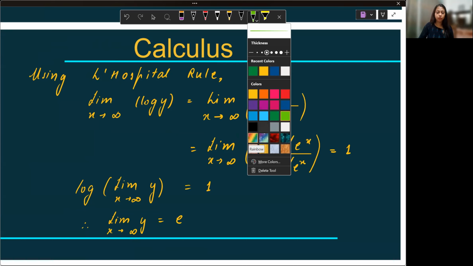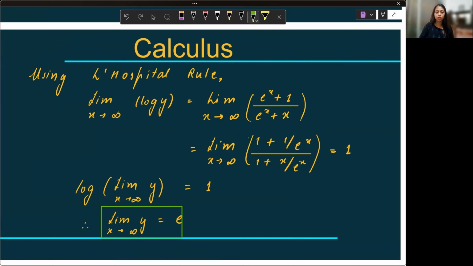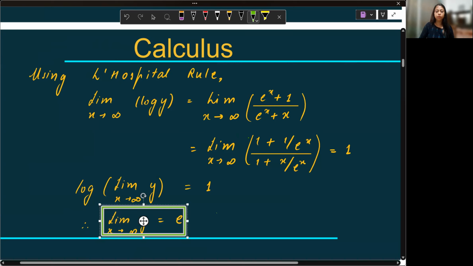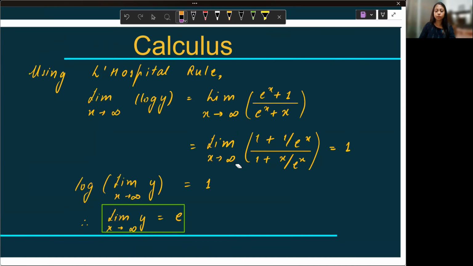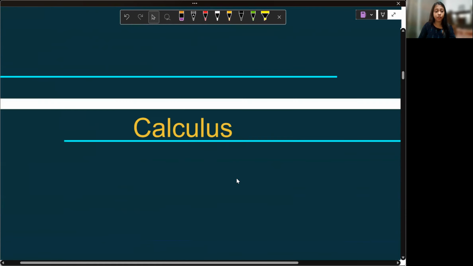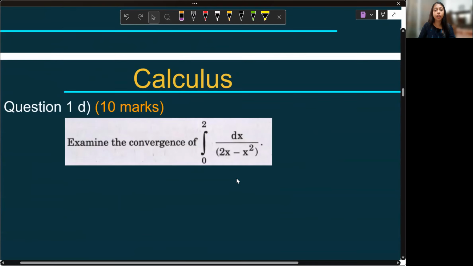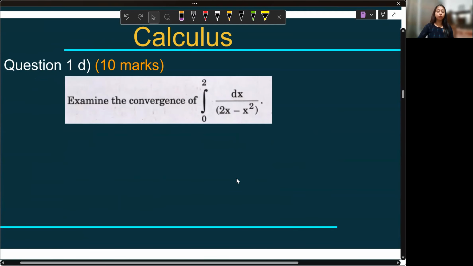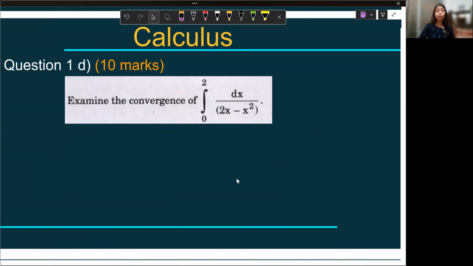So this was simple. Next. The next question was also from question number 1, mandatory section. Question number 1D. Examine the convergence. Convergence and divergence, don't leave this topic. A bit of practice of the maximum number of questions is required. Other than that, if you remember all those tests for convergence, these questions are just a piece of cake.